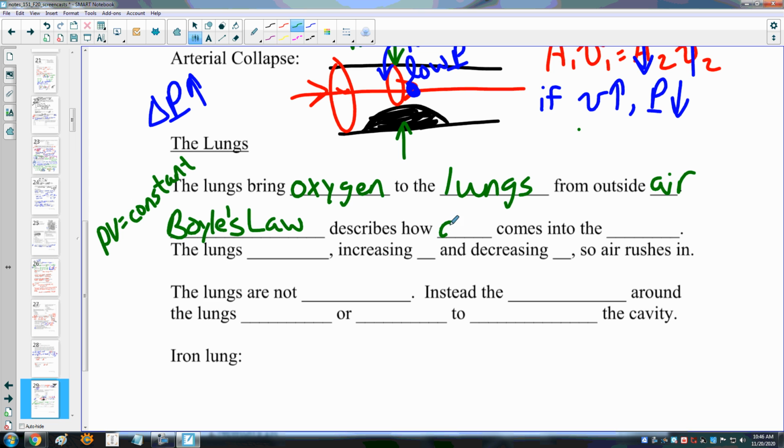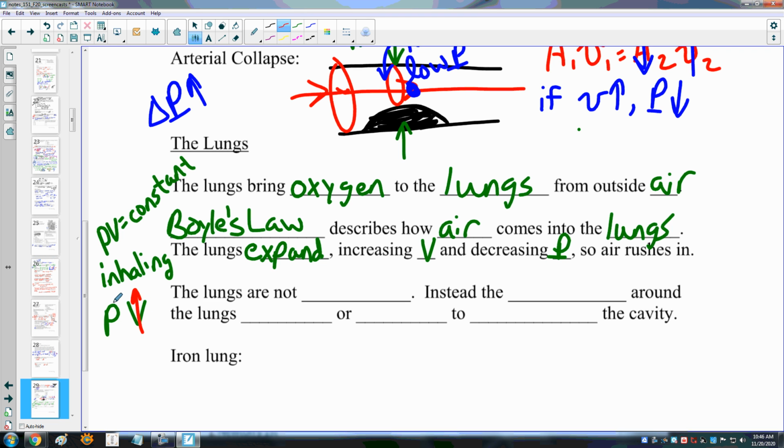Boyle's law describes how air comes into the lungs. When the lungs expand, increasing V and decreasing P, air rushes in. So when I'm inhaling, I look at P and V. When I inhale, my volume gets big, the pressure gets low, so I have a low pressure inside of my lungs, and that causes air to rush in from outside.